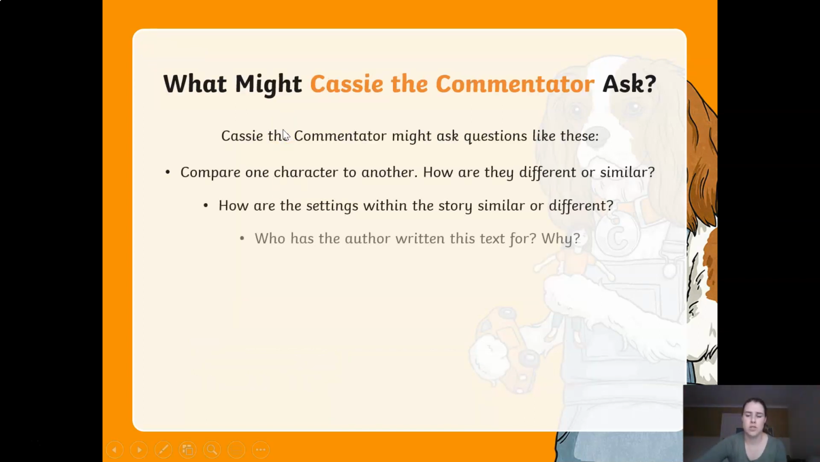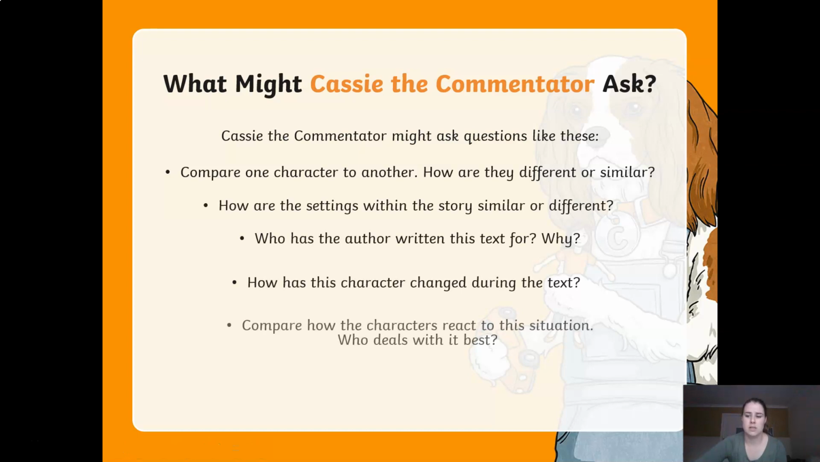So the types of questions that you might be asked then in this concept, and I think this is where it's quite difficult for some people, I think this is where some of you struggled, is there tends to be a second part of the question that you have to answer. So you might be asked questions where you compare one character to another. How are they different or how are they similar? That's usually going to be 2 marks. How are the settings within the story similar or different? Who has the author written the text for and why? So that's almost like your point and your evidence.